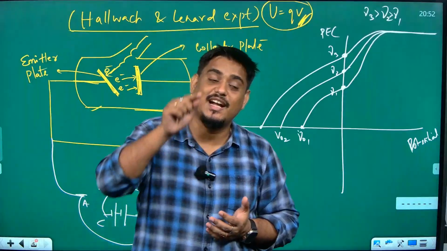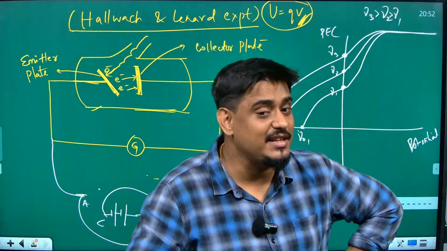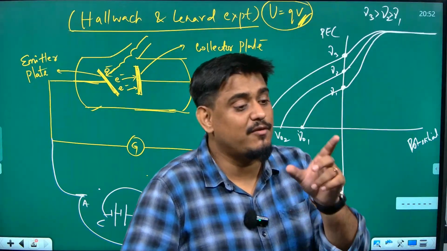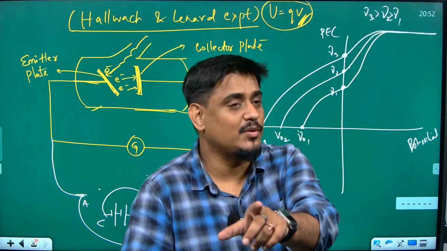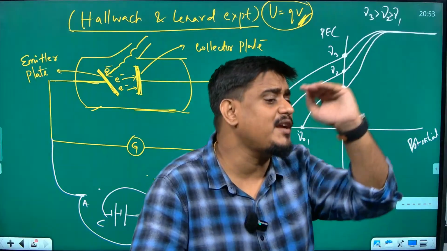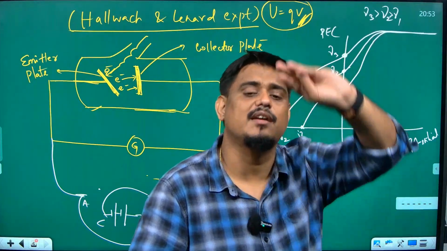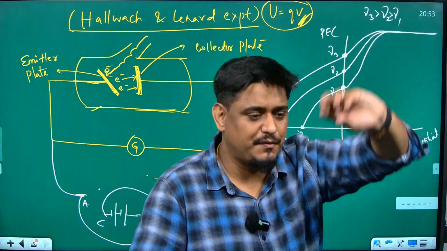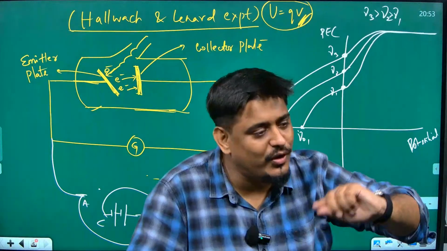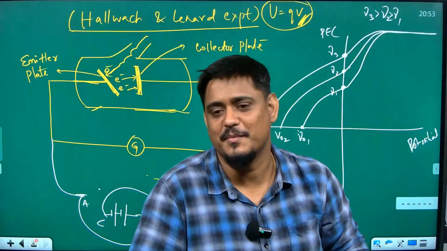It governs the kinetic energy possessed by the electrons. Intensity was governing the number of photoelectrons emitted per second. If I used 100 watt of light, 100 electrons came out. 200 watt of light, 200 electrons came out. 500 watt of light, 500 electrons came out. But if I use 100 watt at 50 hertz, 100 hertz, 150 hertz, in all three cases, if the number of electrons coming is 100, it will be 100 only.